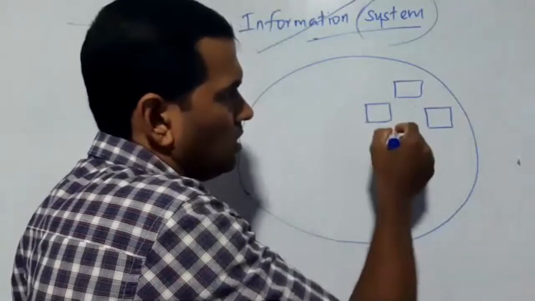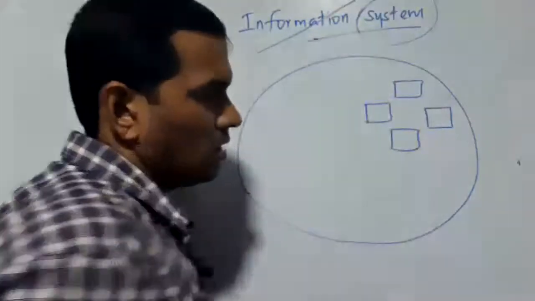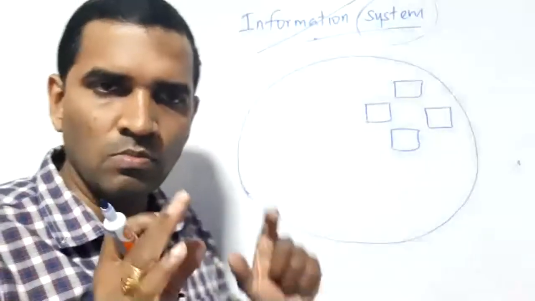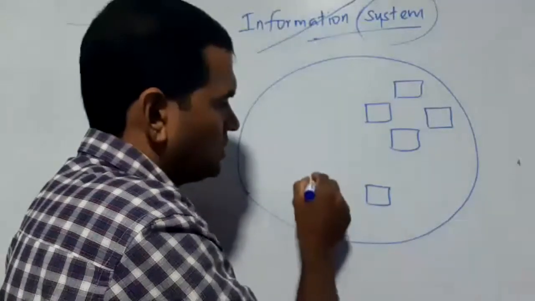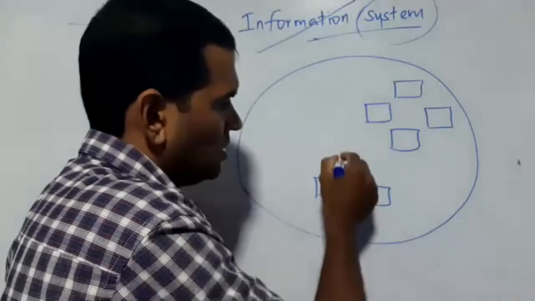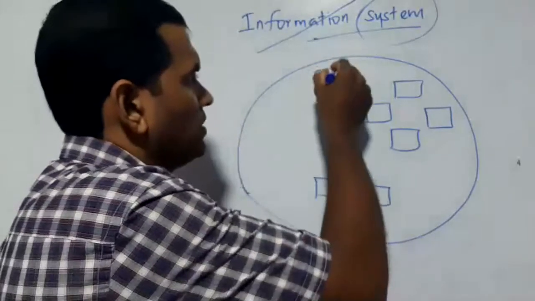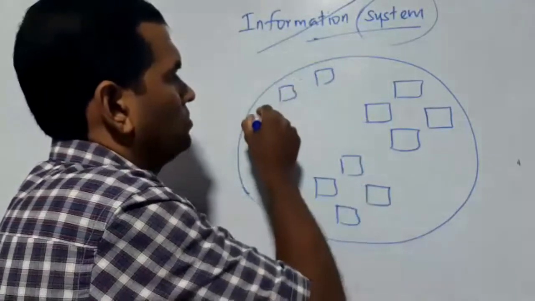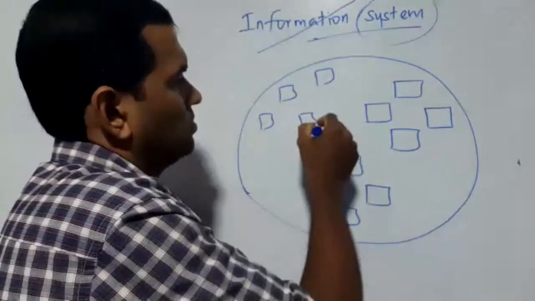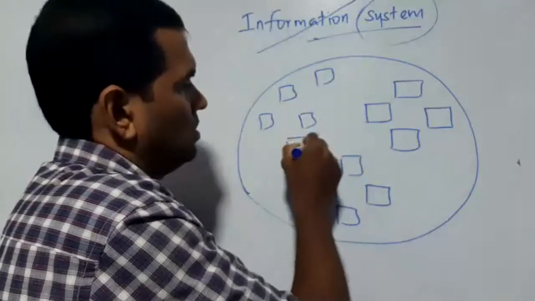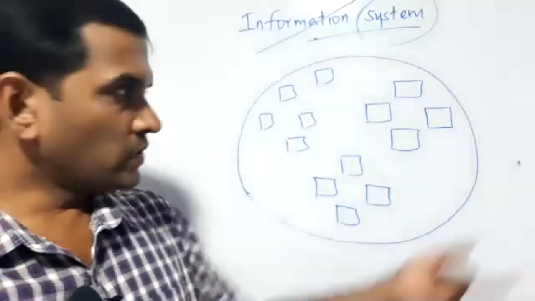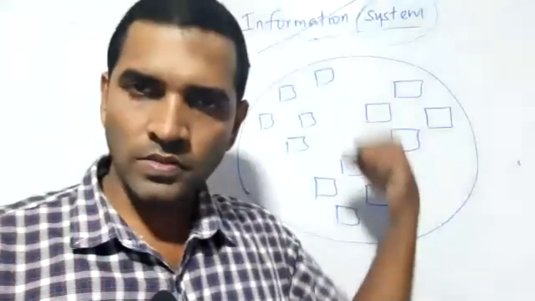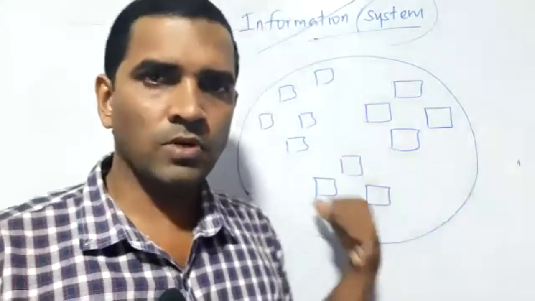I put blocks. These are components. This system has many components. Let me draw some of them. Right? Look here. Look carefully. So this entire figure is a system that has components.